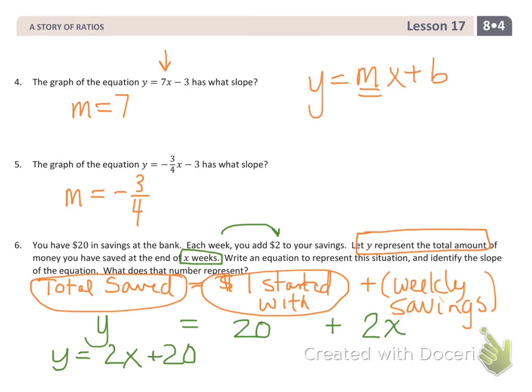And I can see that the slope is the coefficient of the x term. So the slope is 2. And what does the number represent? So the number represents the amount that I saved each week. So you could think of it as the change in my savings account. So the slope here is how much my savings is changing on a weekly basis, and it's changing by $2 every week.